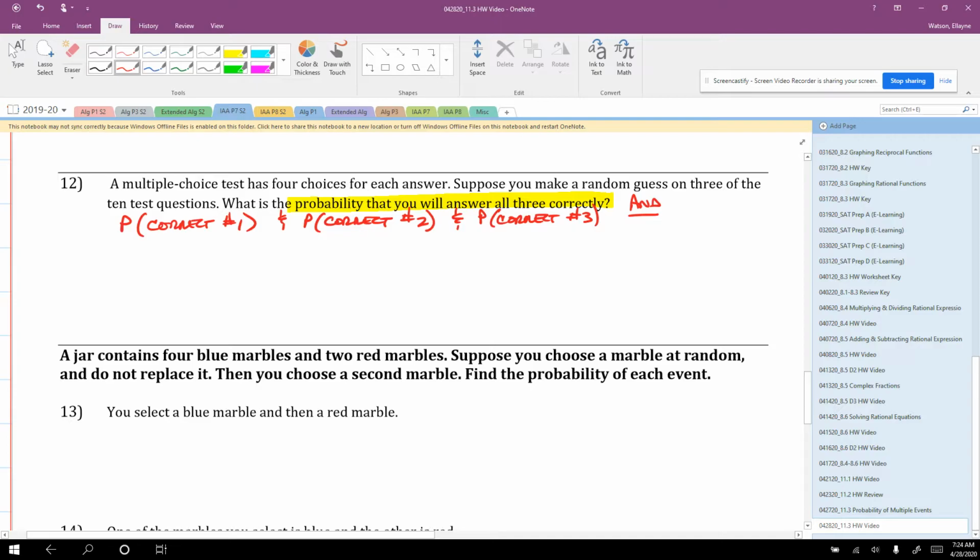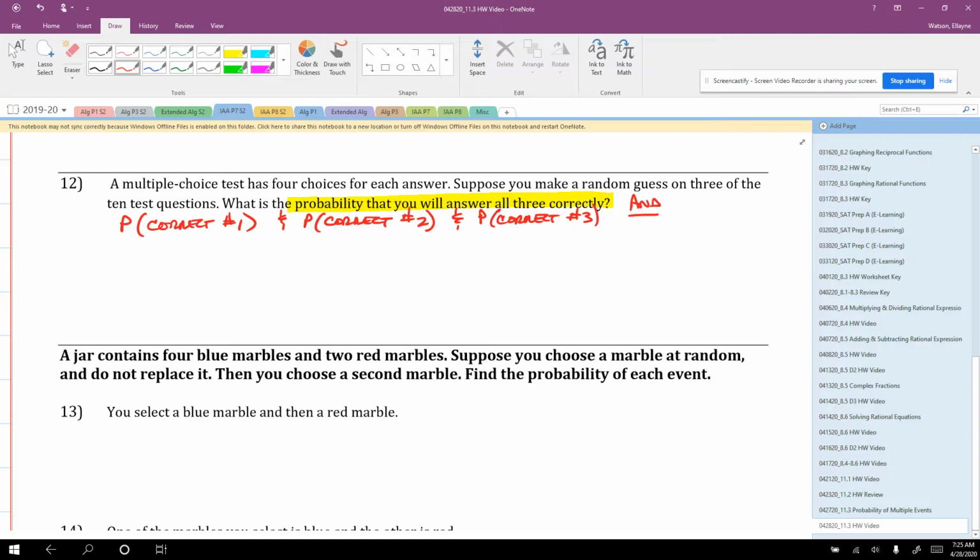Okay, and so now what we need to think of here is, are these events dependent or independent? Well, they're independent. There's nothing here that says this is a multi-part question, right? These are 3 individual questions, meaning if you guess on 4, 5, and 6, whether you get 4 correct or not has no bearing on whether you get 5 correct. Whether you get 5 correct or incorrect has no impact on whether you guess correctly for number 6. So these are independent events. So we are going to use our formula, just multiply everything.